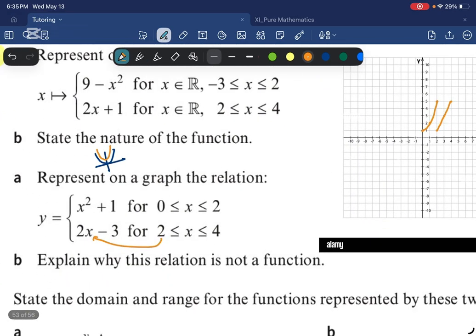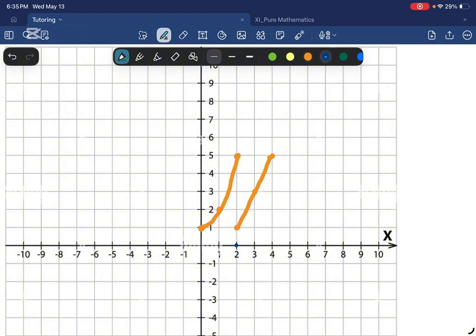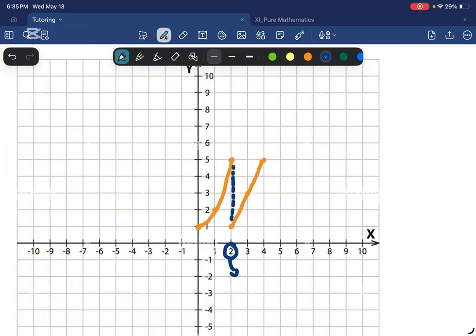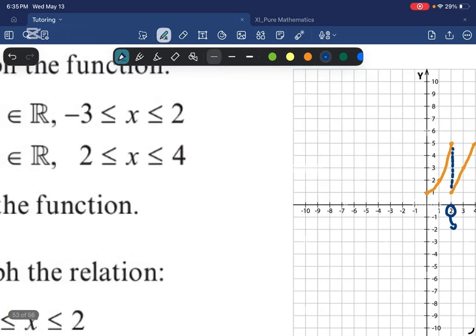And it says, explain why this relation is not a function. To explain that, we want to look at this point here. If x is equal to 2, then the output values are 5 and 1. So each input does not have a unique output. One input can produce multiple outputs. If you put in x is equal to 2, it can produce 5 and it can produce 1. So therefore, it is not a function.